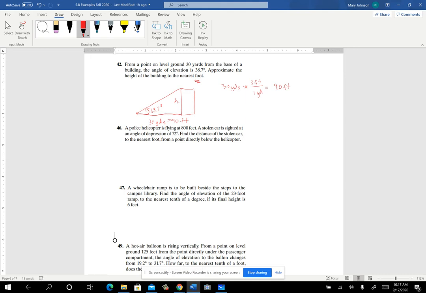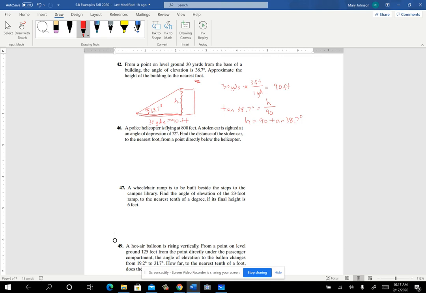set up my ratio. So now I'm looking at this angle. I have the side opposite, and then this is the adjacent side. So that would be tangent of the 38.7 equals the H over the 90. Almost wrote it the other way around. And so I'm going to multiply both sides by 90 to get my H. And so it will equal 90 times the tangent of 38.7 degrees.